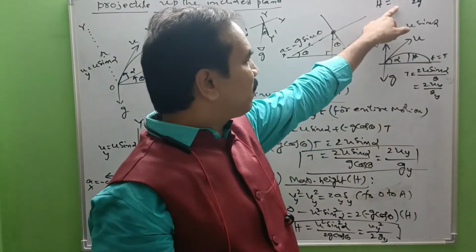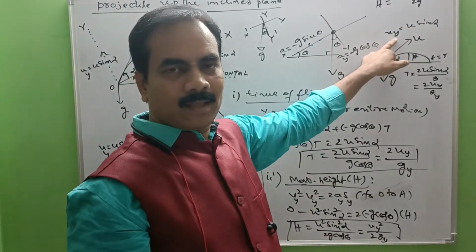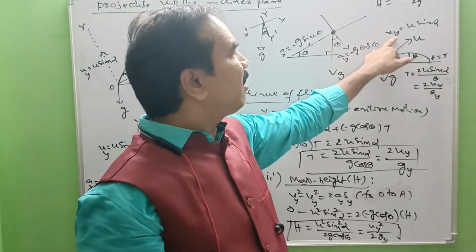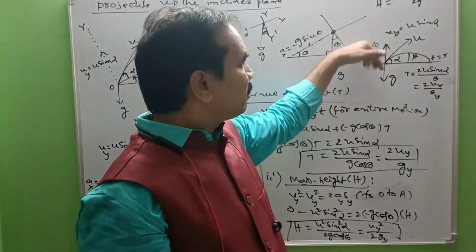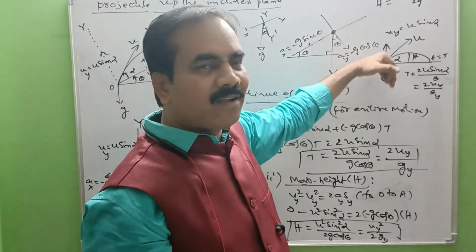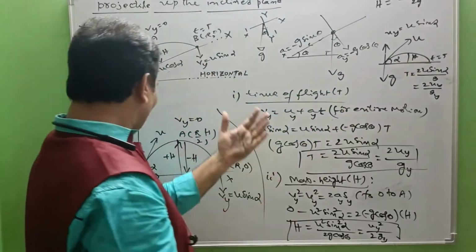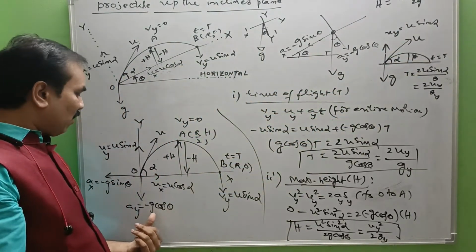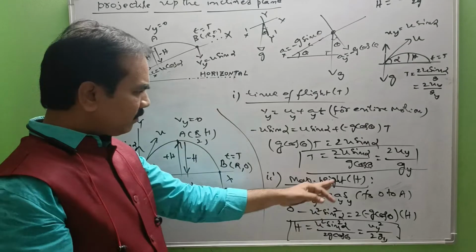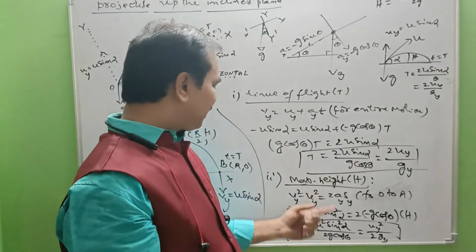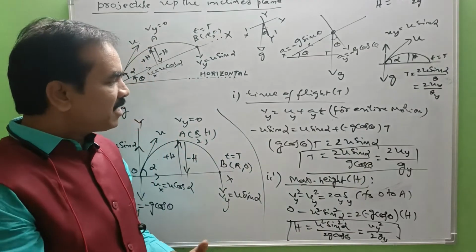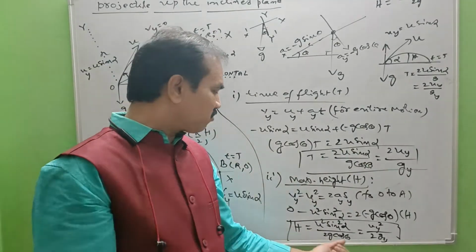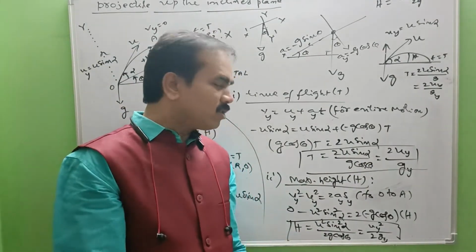That is uy square, the initial velocity along the y-axis squared, by 2 into g. What does g mean? Acceleration along the y-axis. But here instead of g we have only g cos theta. That's why a small modification for both t and h: t equals 2u sin alpha by g cos theta, and maximum height equals u square sin square alpha by 2g cos theta.